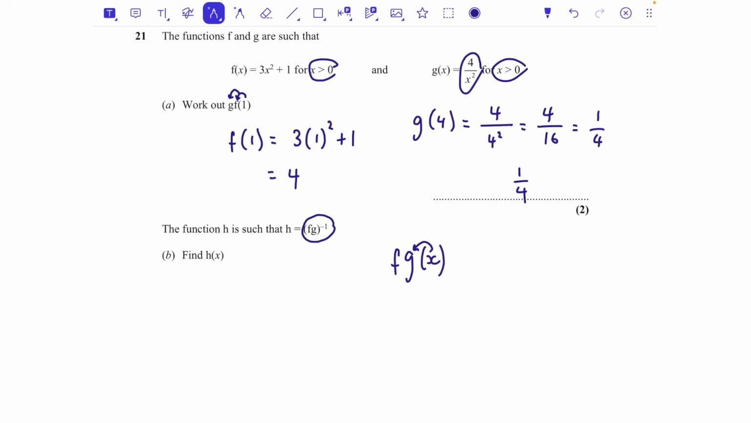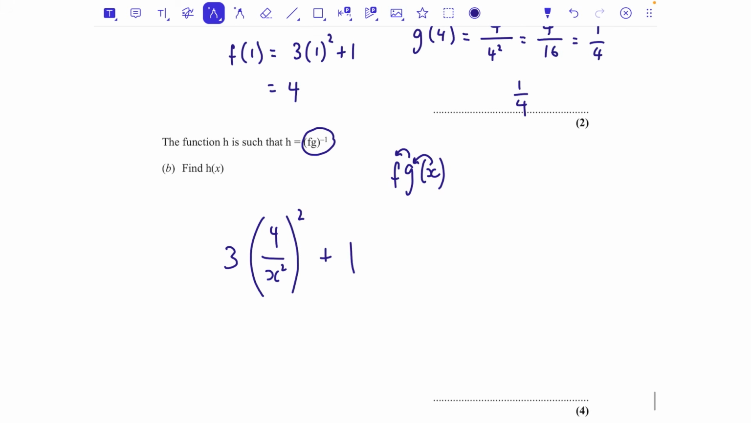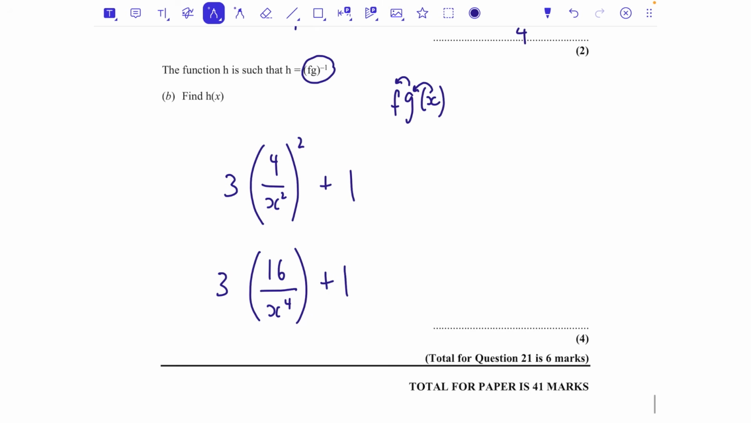We're then going to take that 4 over x squared and put it in to f. So that's going to be 3 lots of 4 over x squared squared, add 1. So you're putting g into f, and then we're going to do the inverse, but let's sort it out first. So I've got 3 lots of 16 over x to the power of 4, add 1, because we would square that first, and that is 48 over x to the power of 4, add 1. Okay, that's f of g of x.